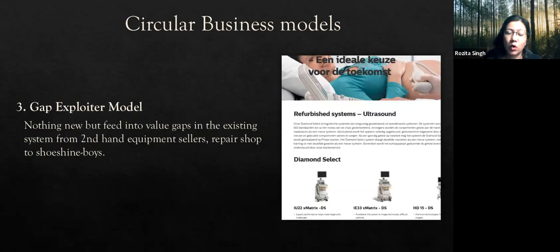The third interesting model is the gap exploiter model. So we see this often in refurbishments. So typically when manufacturers were only giving new products, they were losing out a little bit of their business in terms of repair shops or second-hand equipment sellers. When they started taking this control point in their own hands by refurbishing machines, for instance, they were able to actually expand their industry, expand their recurring revenues, and a lot of benefits happen. So we'll be looking at one example related to this as well.